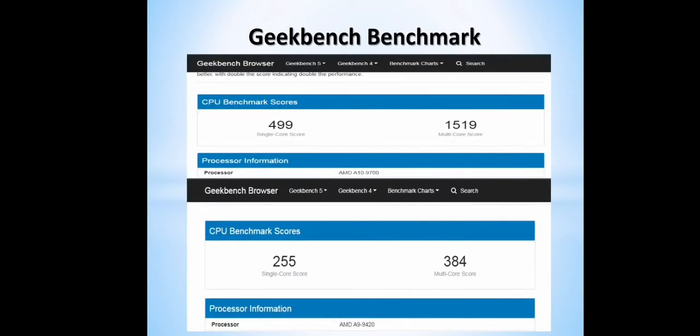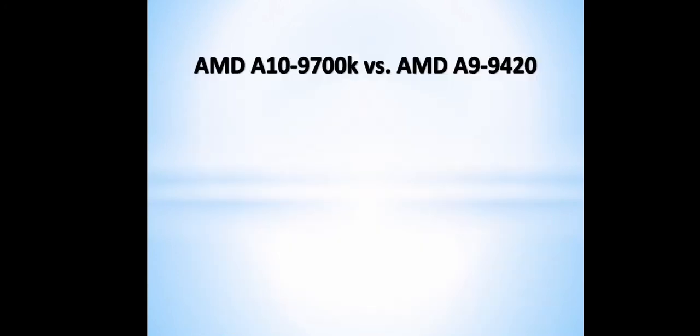So, to compare AMD A10-9700k versus AMD A9-9420 for another benchmarking program, which is the Geekbench benchmark. For AMD A10-9700k, it has a single core score of 499 and a multi-core score of 1519. For AMD A9-9420, it has a single core score of 255 and multi-core score of 384.